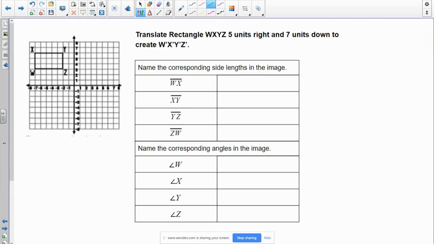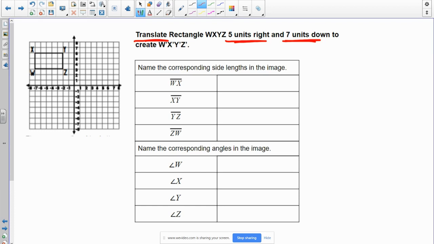And the last page. So if you were listening very carefully, this looks just like your CFU that you will be taking at the end of your practice packet and your IXL lessons. So we're going to read it. It says translate, and that's what we're working with. This lovely rectangle right here, 5 units to the right, 7 units down. So you can just start counting if that's what you choose to do.